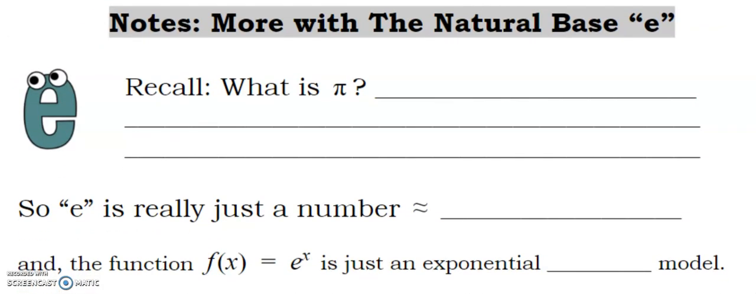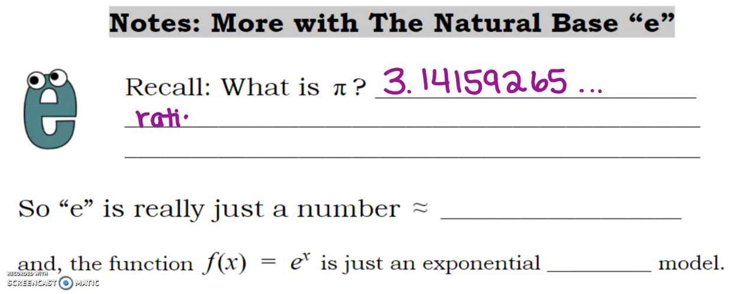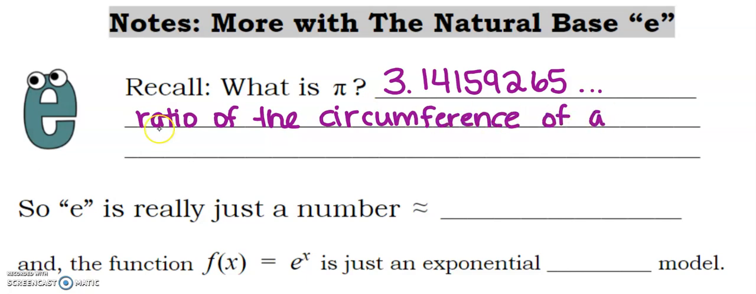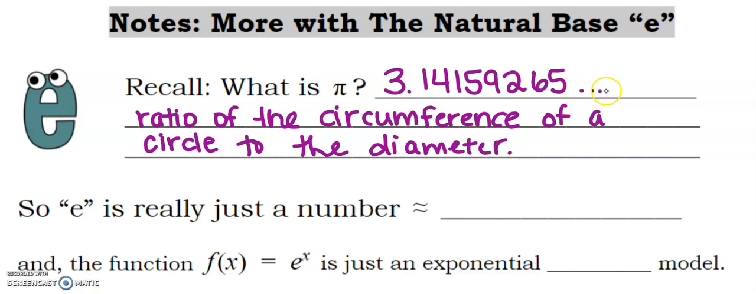So recall, what is pi? Other than pie being a delicious dessert, P-I-E, pi itself is 3.14159265... and it is the ratio, so the comparison, of the circumference of a circle to the diameter. And what's important here is that pi is a number that we call transcendental because it goes on forever. It does not repeat. It does not have any patterns.